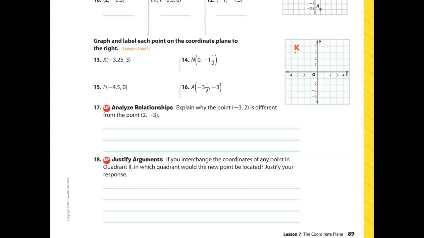Number 18 says, if you were to interchange the coordinates of any point in quadrant 2, which quadrant would the new point be located in? Justify your answer. So first you have to figure out what quadrant 2 is, and I want you to name a point in quadrant 2, then switch them around and see which quadrant you would end up in and explain that. We are going to do the problems on the back of this page too, so we're going to talk about those in just a second.